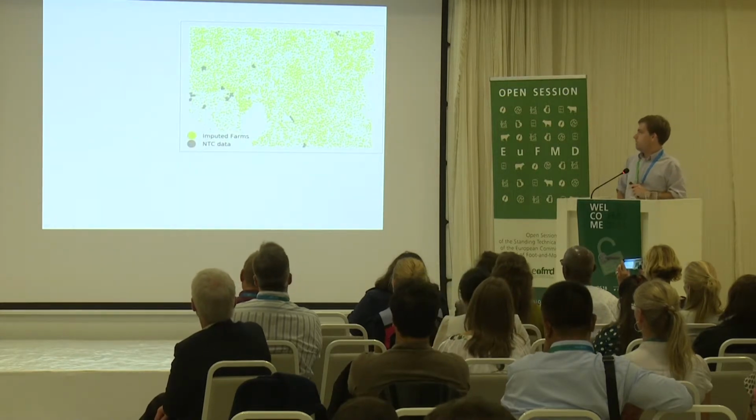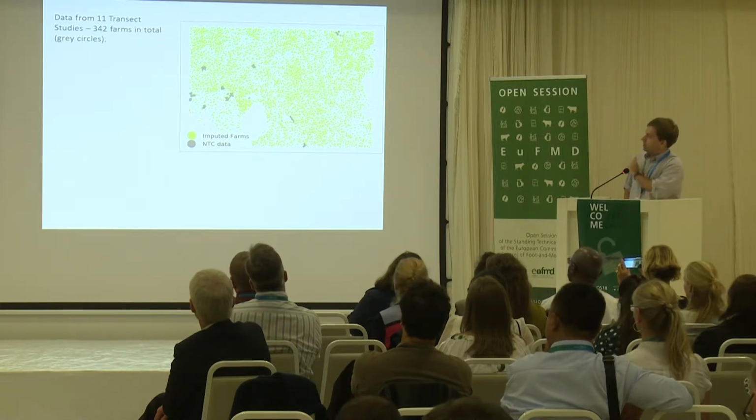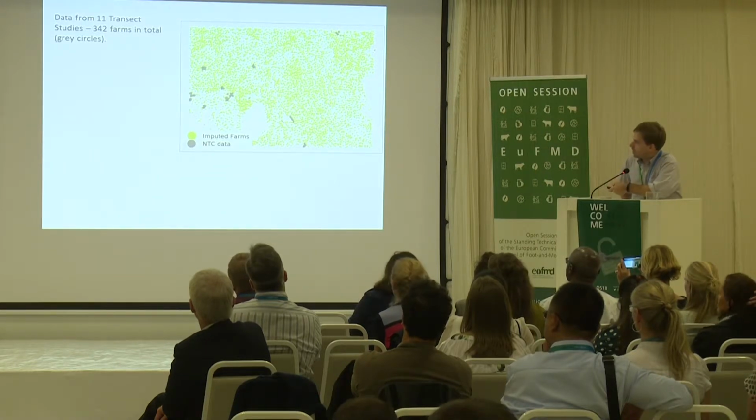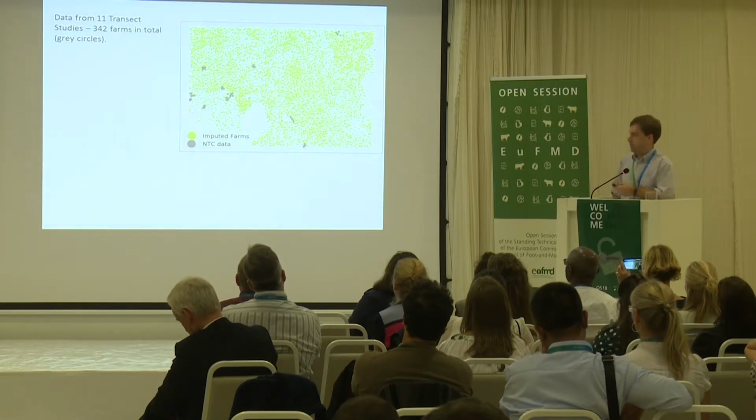Now, hence this is the problem, because we only have data for any of these transect studies that were carried out. So if we look at this, anything that's in grey here are data that were collected as part of these transect studies. And of course, there's huge areas of the county that I have no information about whatsoever.